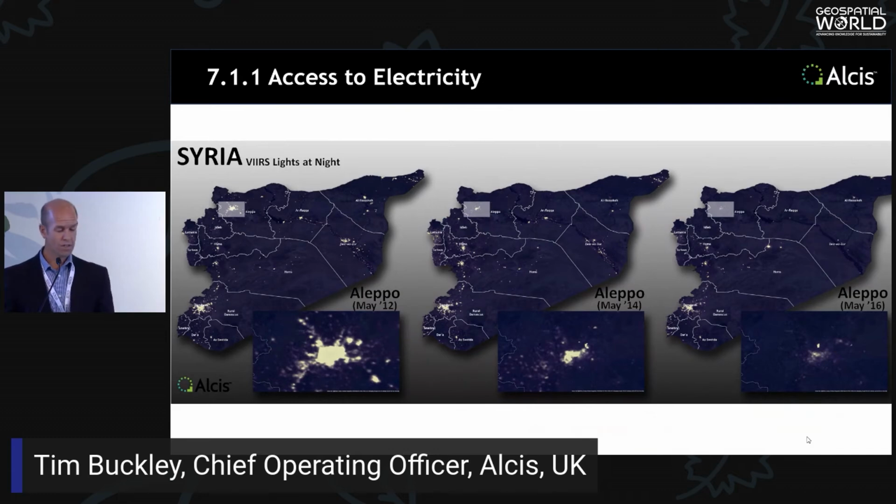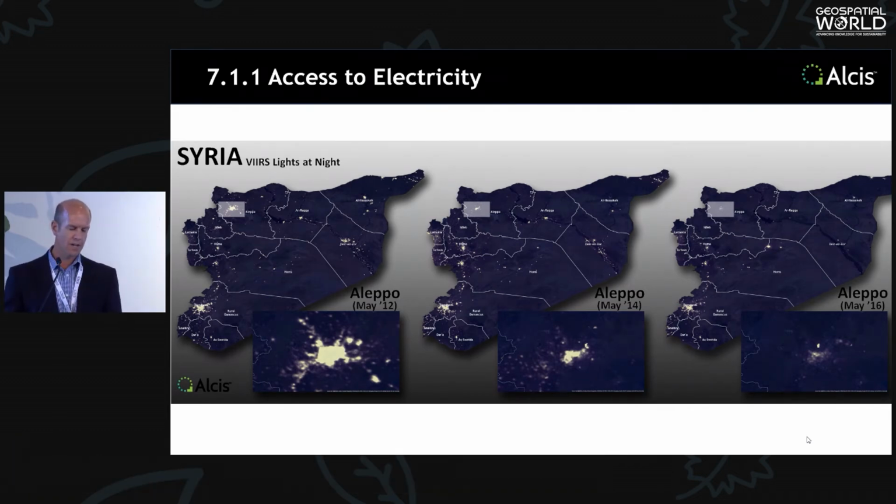Another example from some work in Syria, quite a simple example. I'm sure we've all used the lights at night data. But this was really looking at how power supply and access to electricity was gradually being degraded over time during that conflict. And you can see the little insets there are showing Aleppo in 2012, 2014, 2016, and the gradual reduction of power and electricity in that city.